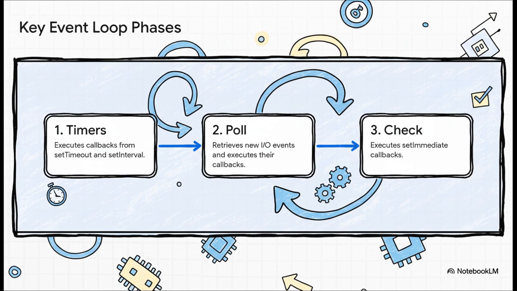First, it stops at the timers phase to see if any setTimeout or setInterval callbacks are ready to run. Then it moves to the poll phase. This is where it handles I/O events, like a network request finishing. And finally, it pops over to the check phase, which is where it runs setImmediate callbacks, and it just keeps going round and round this loop.